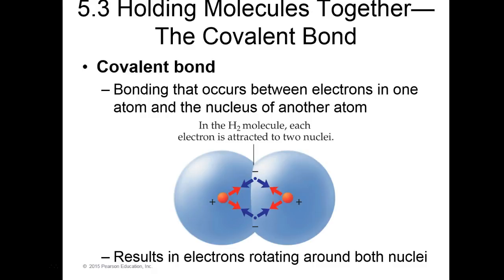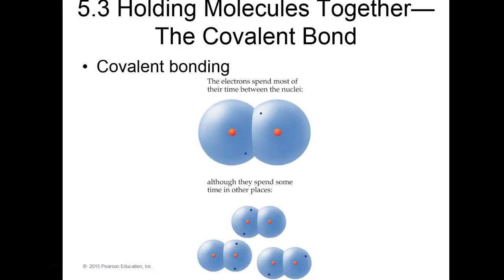Next, we'll talk about a covalent bond. Covalent bonding occurs between electrons in one atom and the nucleus of another atom. In the H2 molecule, each electron is attracted to two nuclei. This results in electrons rotating around both of the nuclei. The electrons spend most of their time between them, although they spend some time in other places, as you can see in these pictures.